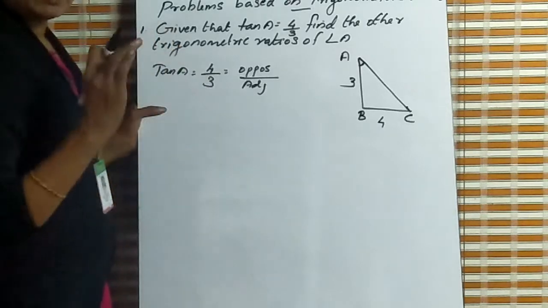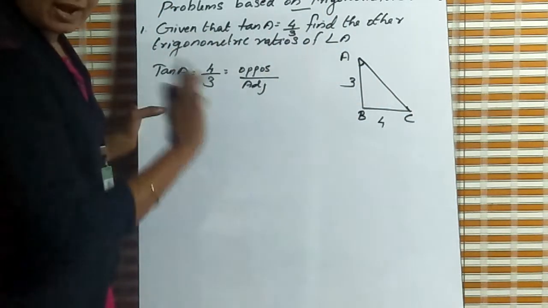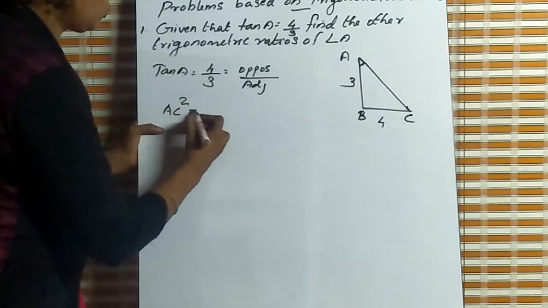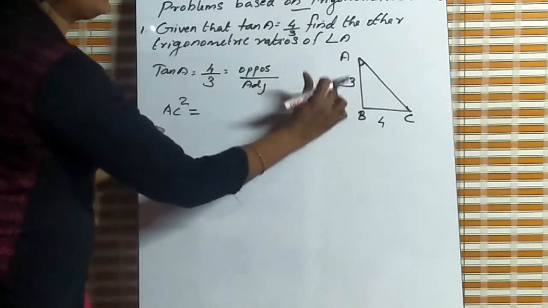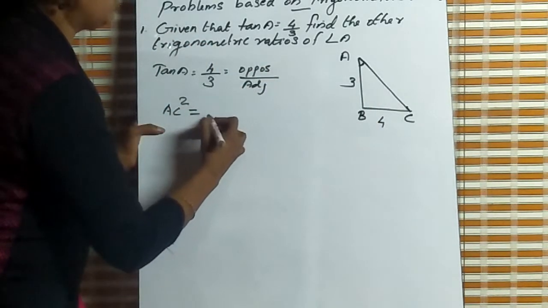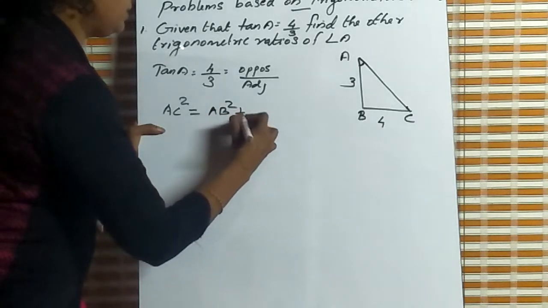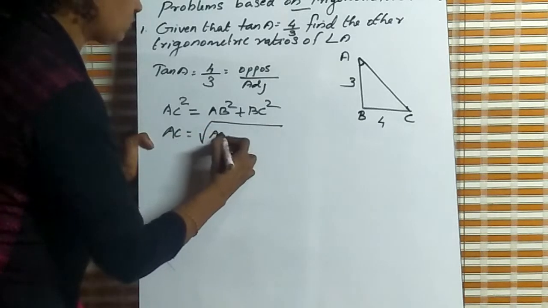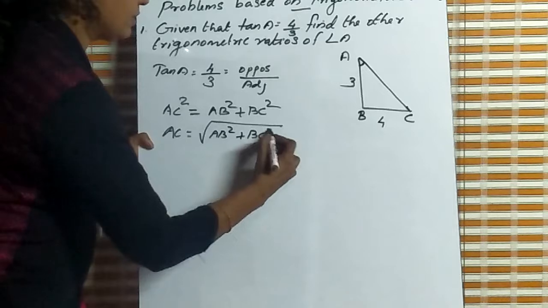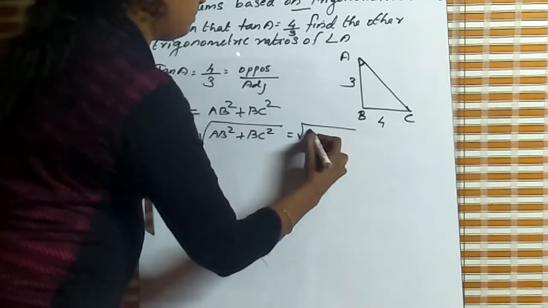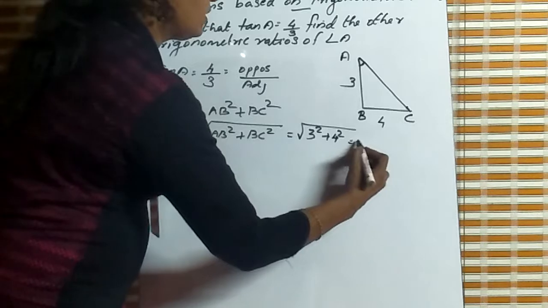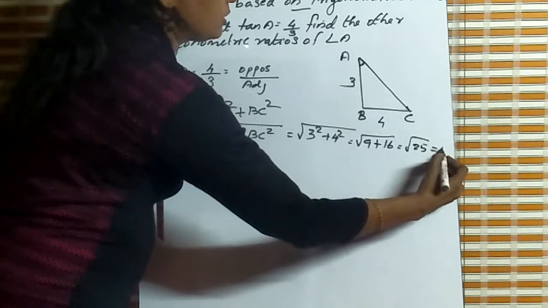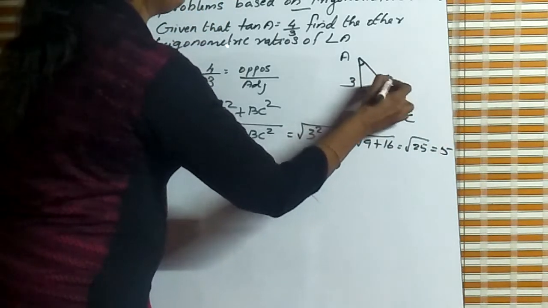We have to write the other trigonometric ratios. For that, first we have to find AC. This triangle is a right angled triangle. So according to Pythagoras theorem, AC square, hypotenuse square is equal to base square plus altitude square. AC square is equal to AB square plus BC square. So AC is equal to square root of AB square plus BC square, equals square root of 3 square plus 4 square, equals square root of 9 plus 16, equals square root of 25, equal to 5. So AC is equal to 5.